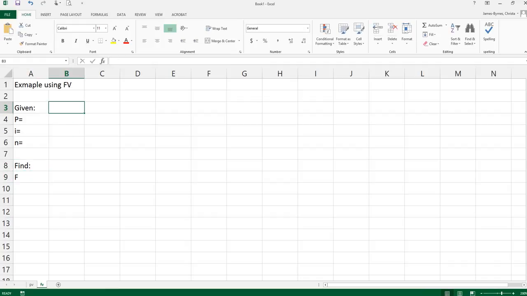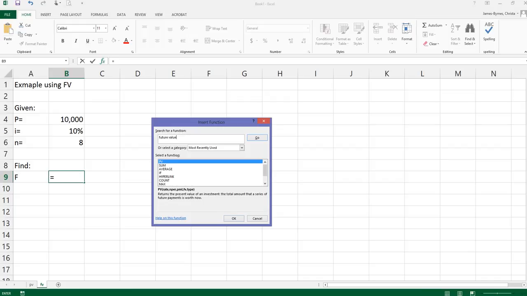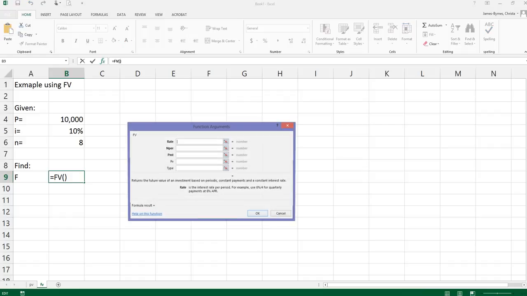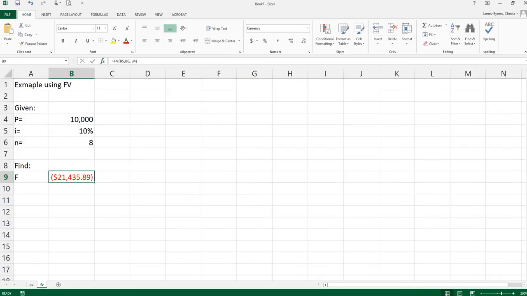So let's pretend I'm going to invest that $10,000 Grandpa gave me. I'm not going to buy a car, I'm going to invest it, because I'm going to buy a house, let's say, in 8 years. And let's say I'm going to invest it in the stock market and earn an average of 10% over 8 years. Well, for my future value, I can just remember FV, or I can hit function and type future value. There it is, FV. What's the rate? 10%. What's the number of periods? 8. No payment. What's the present value? 10,000. Type is blank. Wow. If I invest at 10% for 8 years, I've doubled my money.